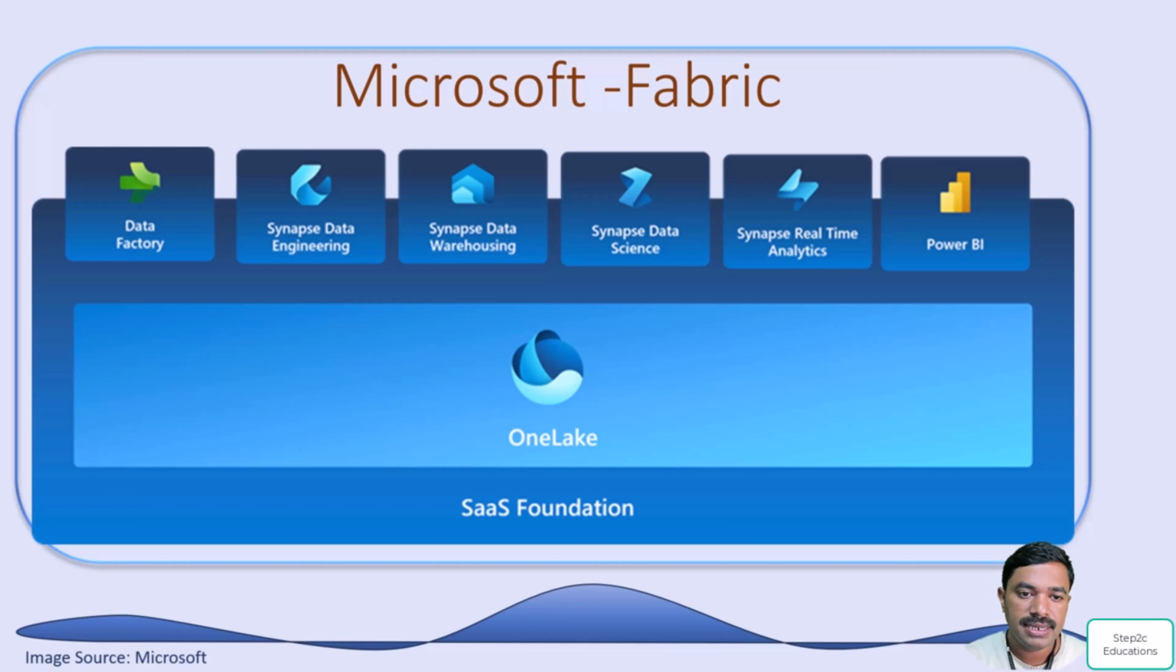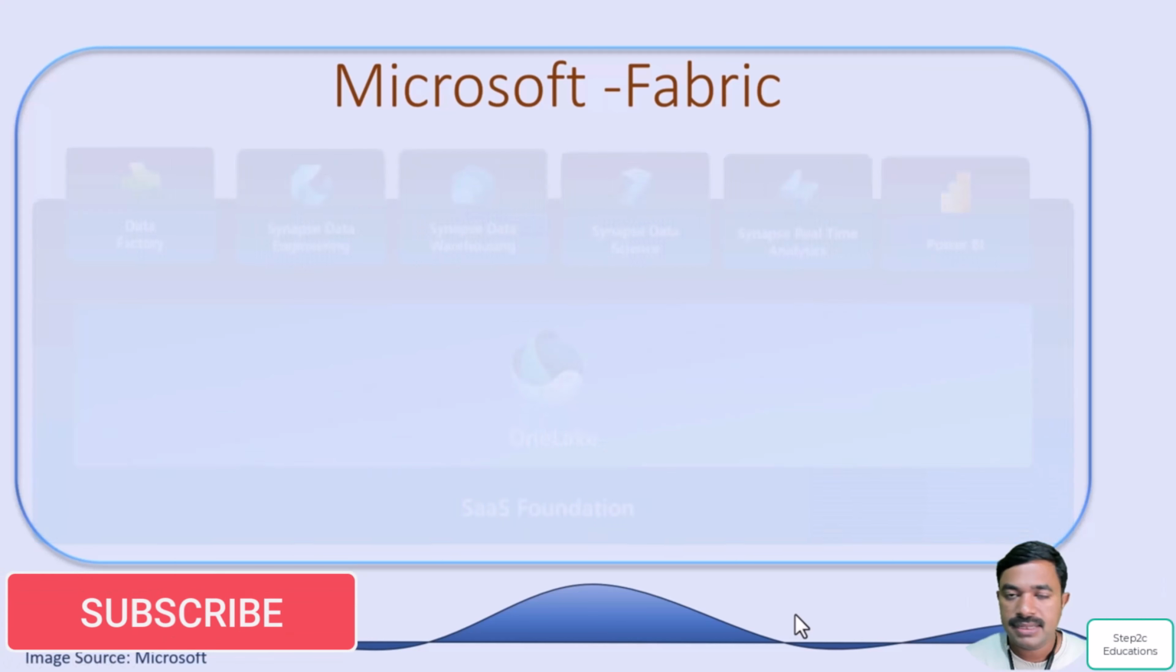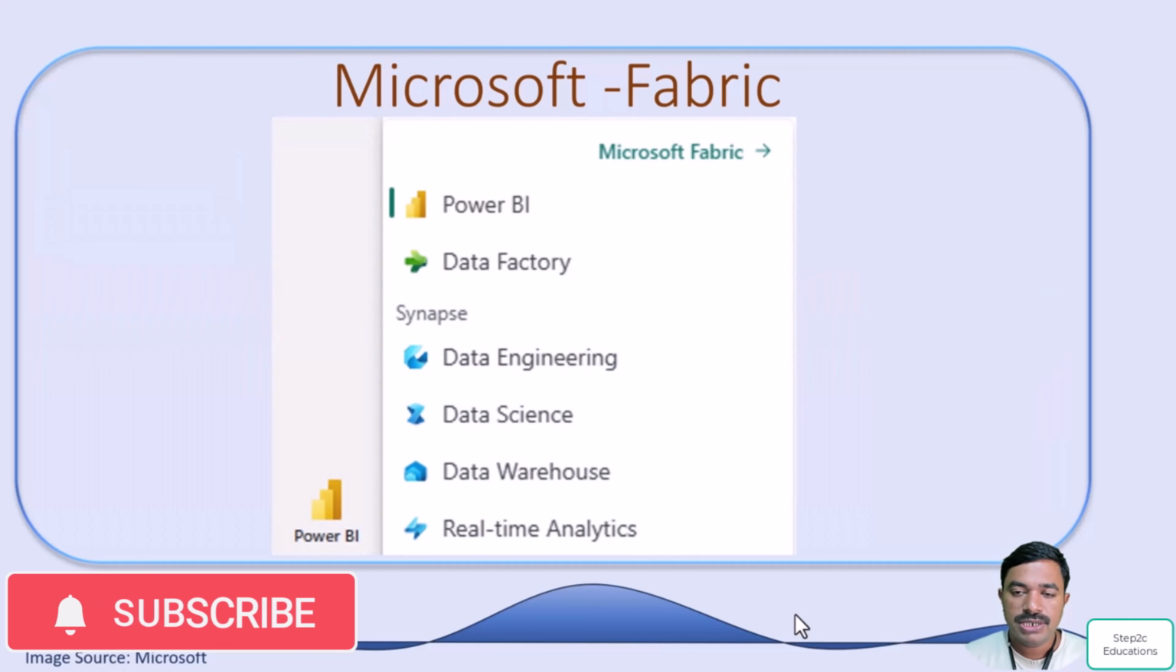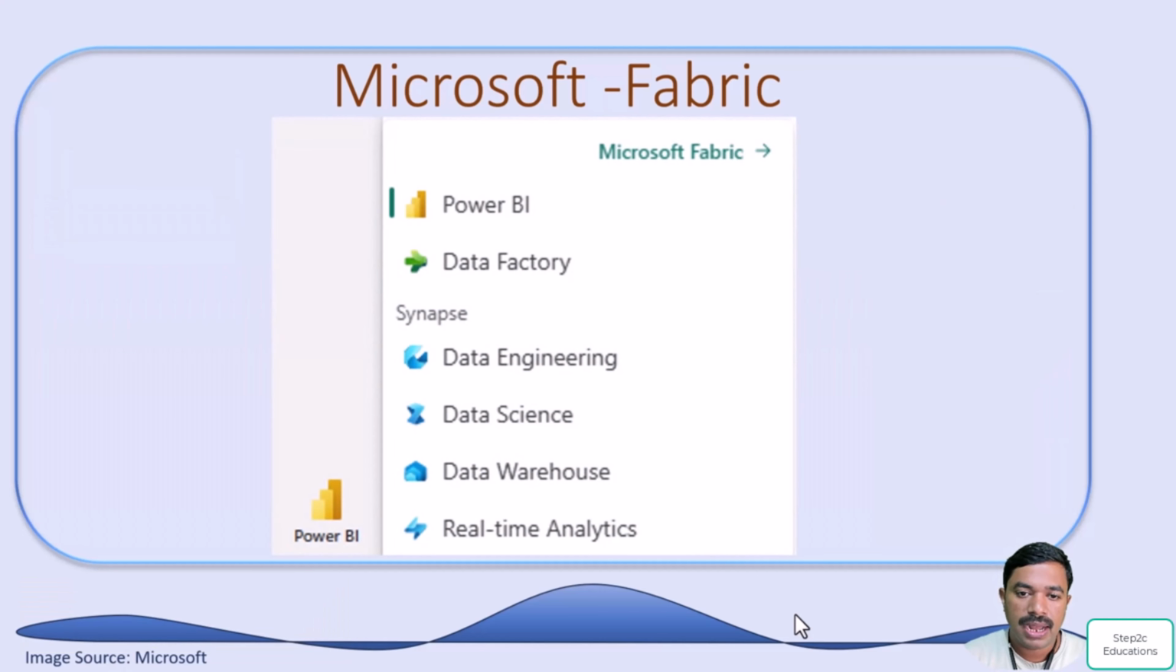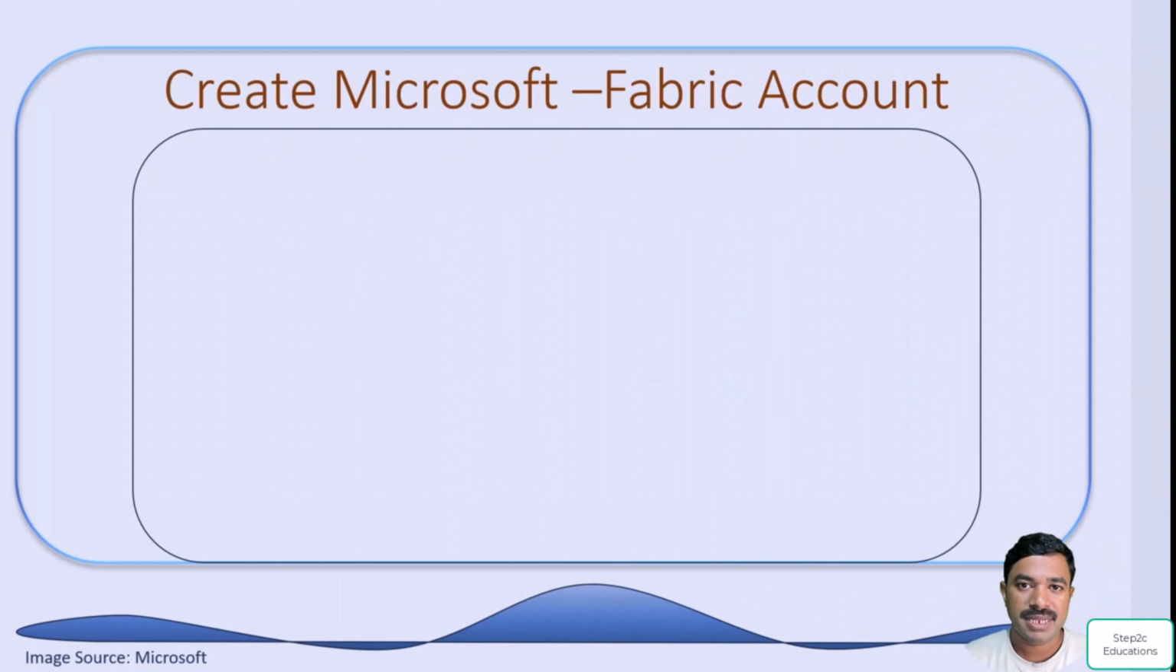We have Data Factory and some of the services from Synapse. We have Synapse Data Engineering, Synapse Data Warehouse and Data Science. Also, the real-time analytics feature from Synapse is available inside Fabric. And you could see Power BI is also there. So you could create reports using Power BI and visualize your data. And there are many other features also. So once you create a Fabric account, you could access all these features. Now we know what is Microsoft Fabric. Now let's create a Fabric account.